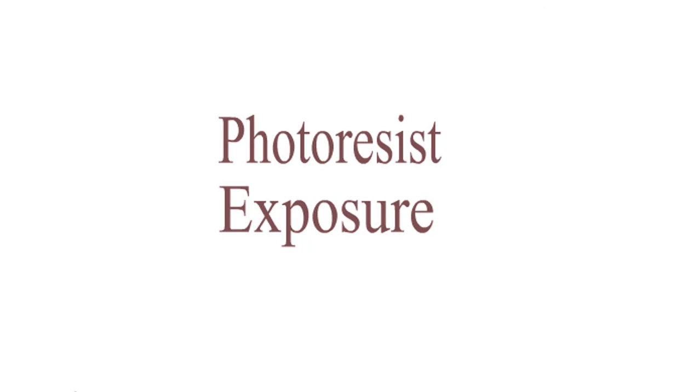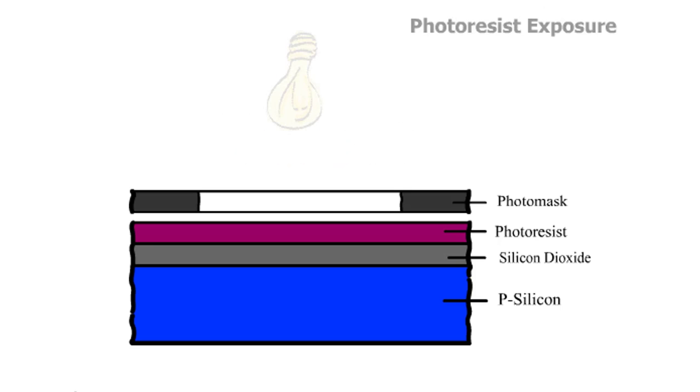Photoresist exposure. A photomask, a square glass plate with a pattern emulsion or metal film on one side, is placed over the wafer. The photoresist is exposed to the mask with high intensity ultraviolet light. Resist is exposed wherever silicon dioxide is to be removed.